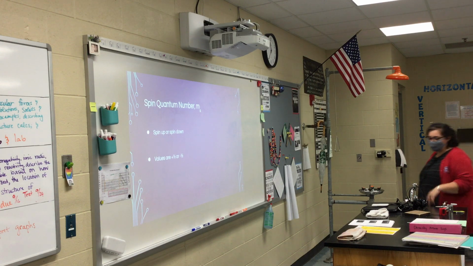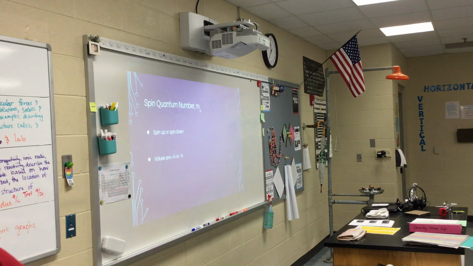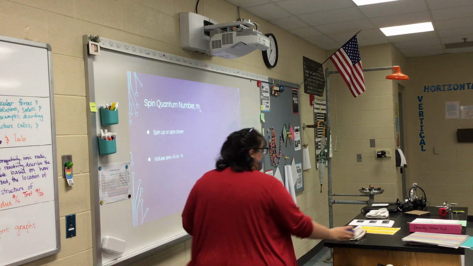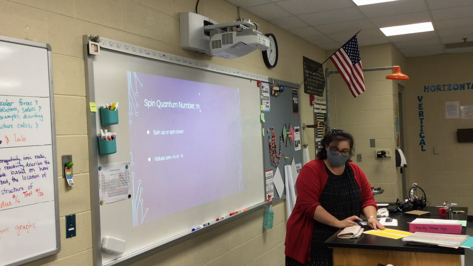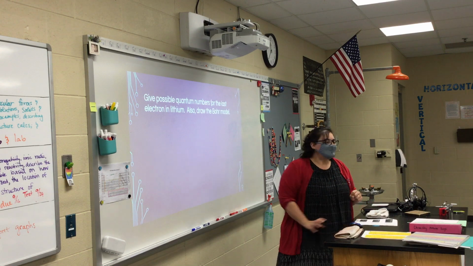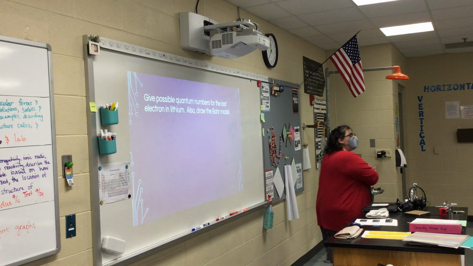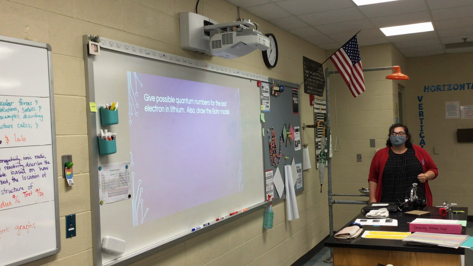Okay, let's do an example. I figured this is all very abstract yet. It doesn't make a whole lot of sense. We need to do an example or two, and let's see if we can get this figured out. Now, I want to tell you that they always go in the order that we talked about: N, L, M sub L, M sub S. We have to list them in that order. We're going to identify them in that order. It is very important.